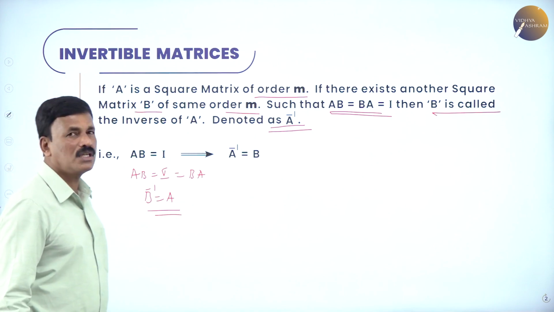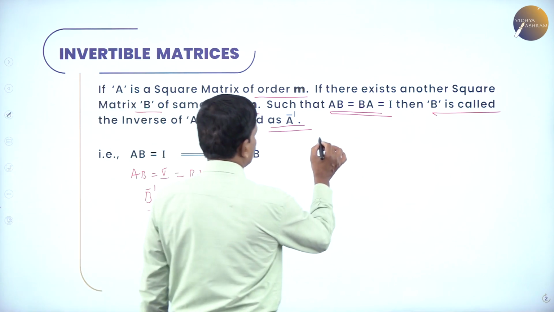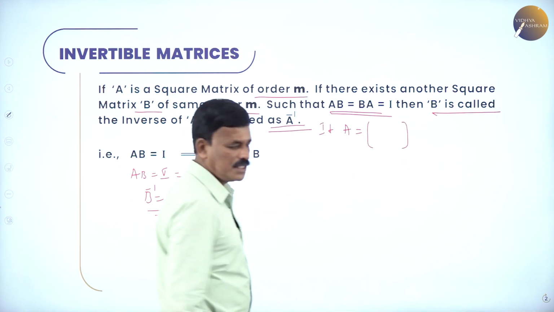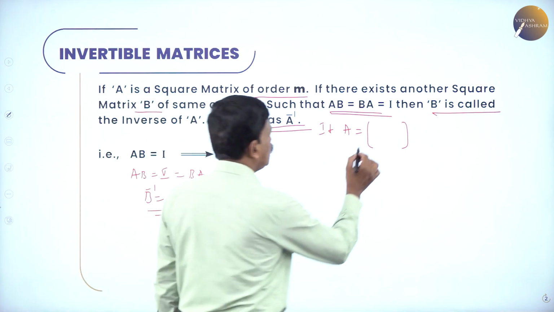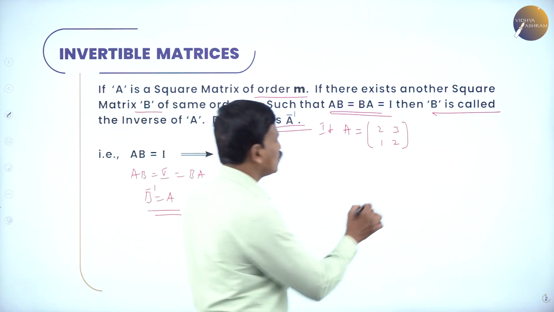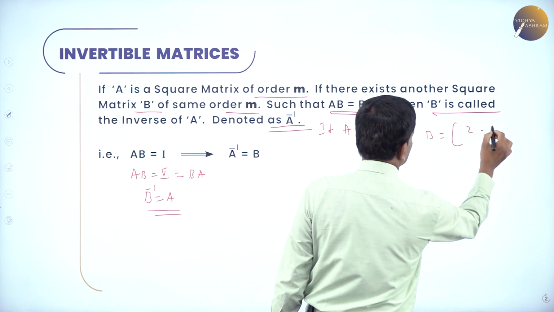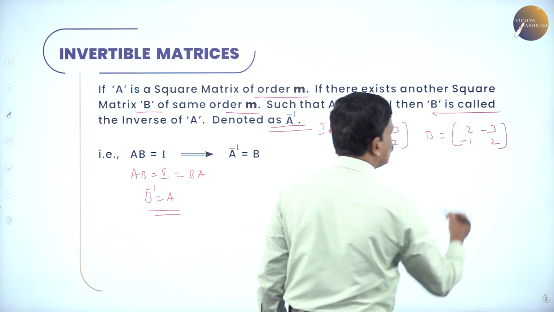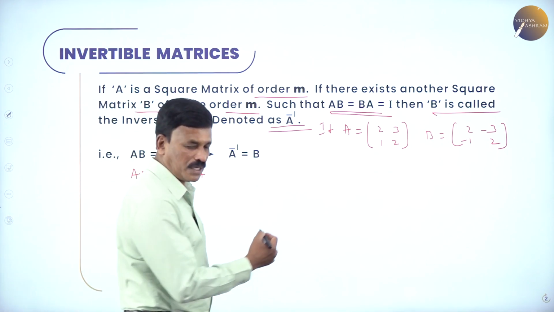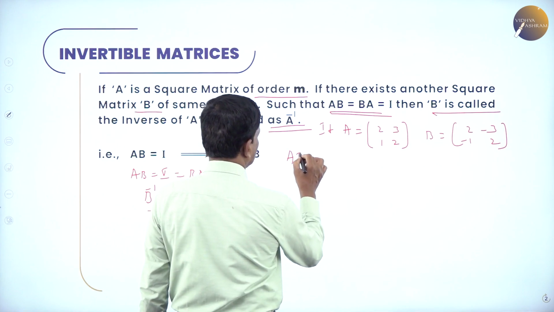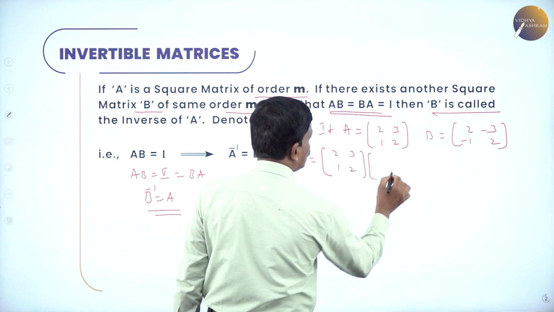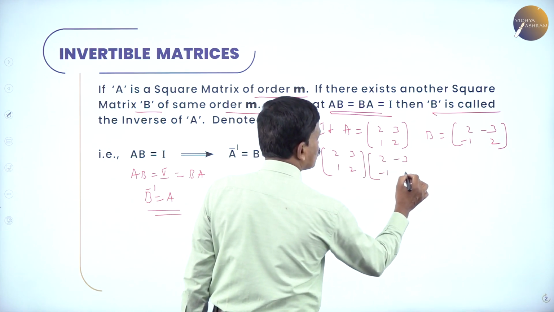Now let us consider a small example. Let us consider a problem. Let us take a matrix A equal to 2, 3, 1, 2. Then another matrix B is equal to 2, minus 3, minus 1 and 2. Now let us verify. Let us multiply AB and BA. If I multiply A and B, what am I going to get? A into B: A is 2, 3, 1, 2 into B, 2, minus 3, minus 1 and 2.